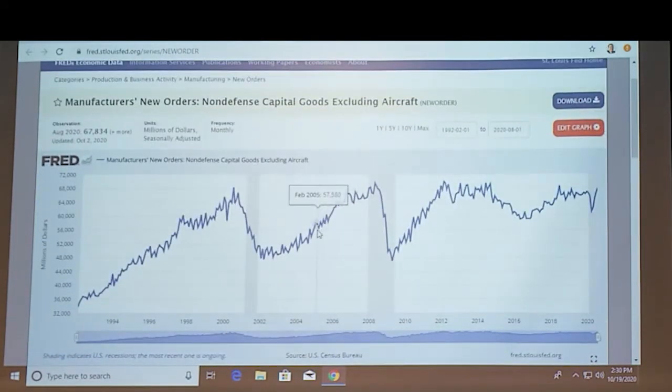Manufacturers' new orders, so people buying stuff for capital goods that are non-defense or aircraft related. And notice we have millions of dollars increasing. Got a recession, increasing, recession, kind of slow here. The purchase of capital goods was kind of slow throughout this time period. This is year over year new purchases. Okay.